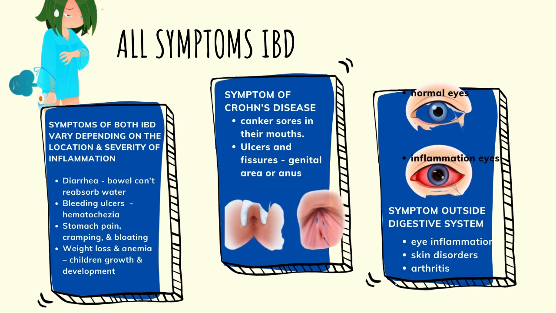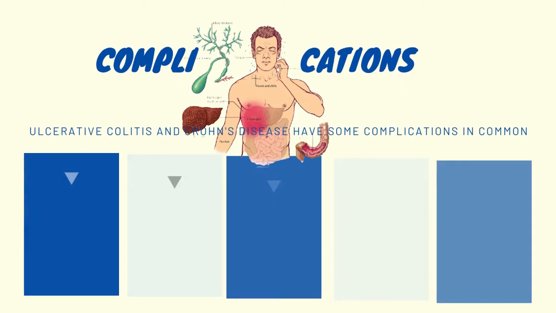Next are the symptoms. Symptoms of both types of IBD vary depending on the location and severity of inflammation, but they may include diarrhea, bleeding ulcers, stomach pain, cramping and bloating, weight loss and anemia. People with Crohn's disease may also get canker sores in their mouths. Sometimes ulcers and fissures also appear around the genital area or anus. IBD can also be associated with problems outside the digestive system, such as eye inflammation, skin disorders, and arthritis.